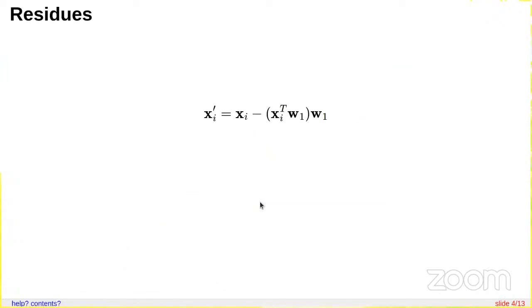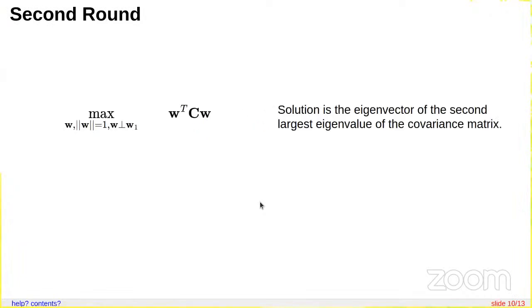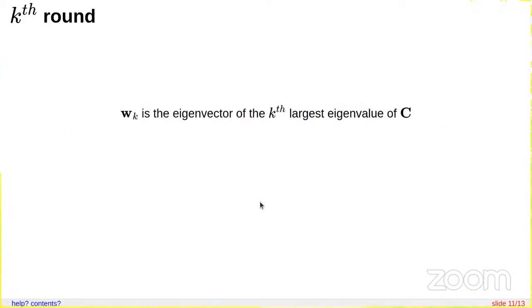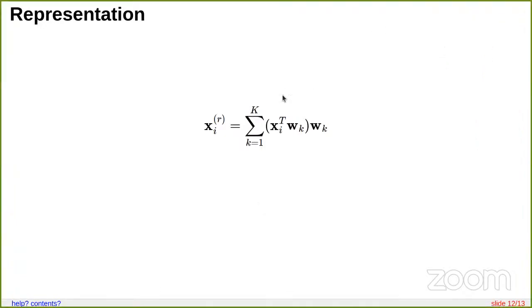So where were we? We are now looking at the second largest eigenvalue of the covariance matrix and the corresponding eigenvector, right? So in the kth round, we'll have the kth largest eigenvalue of C, and this is what our representation will look like. So far, is this clear? This is the basic idea behind learning representations.